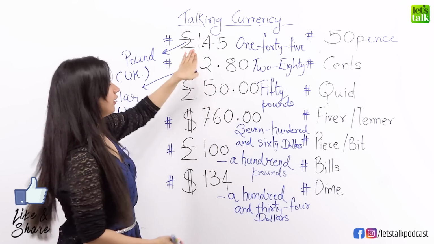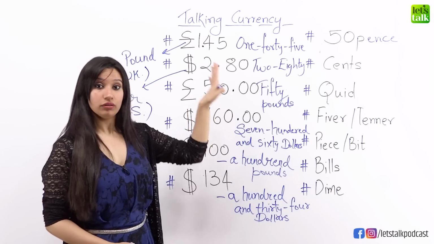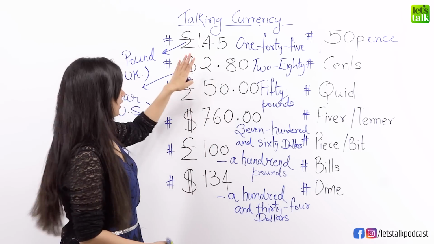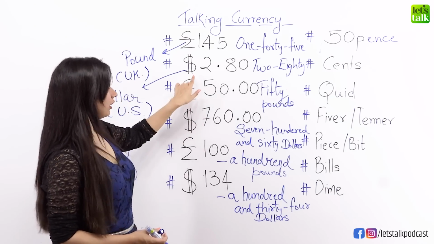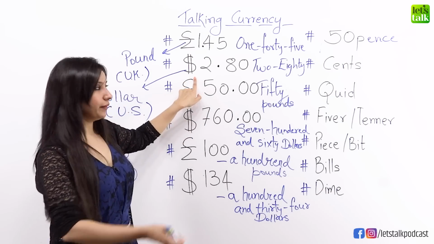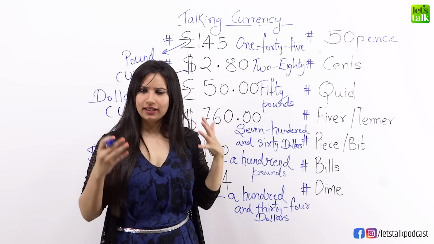It's all right if you say 1 pound and 45 pence. There is no problem as far as the pound is concerned. However, if you're talking about dollar, it's going to be different. But let's find out what is less than a dollar.